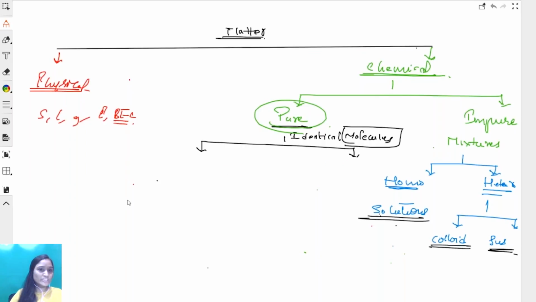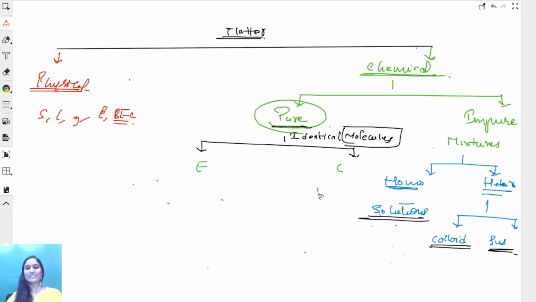And how many types of molecules do we have? We have two types of molecules. One is element, the other one is compound. Are we clear? Is there anyone who has a doubt? Why is compound a pure substance? Is there anyone who is still worried? Like H2O, why is it a pure substance? HCl, why is it a pure substance?